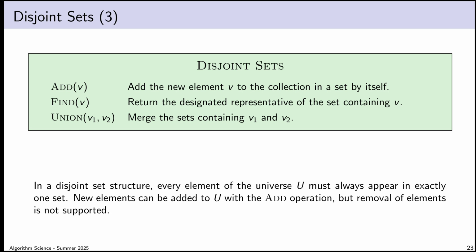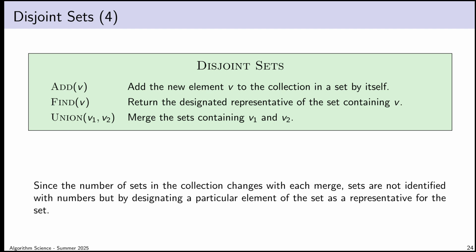Okay, so every element of my universe must appear in exactly one set. I can add new elements to my universe with the add operation, but I can't remove them. Once they're there, they're there forever. I can also merge two sets together with my union operation, but I can't undo that either. Once they are merged, they're merged forever. Now, the number of sets in my collection changes every time I merge two of them together. And because the union operation could be called on two elements that are in the same set, it isn't necessarily that clear whether a union operation will change the number of sets. But either the number of sets stays the same or it decreases, because every union that merges two distinct sets will reduce the total number of sets once it's finished.